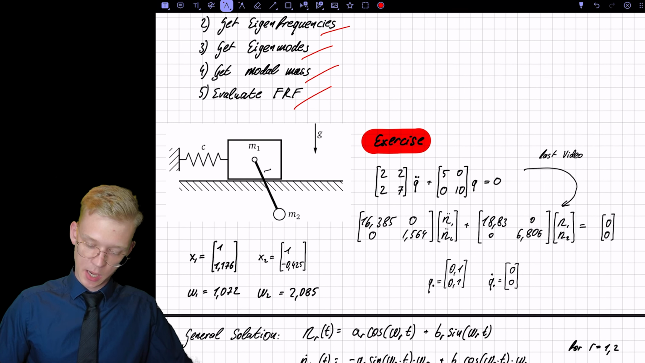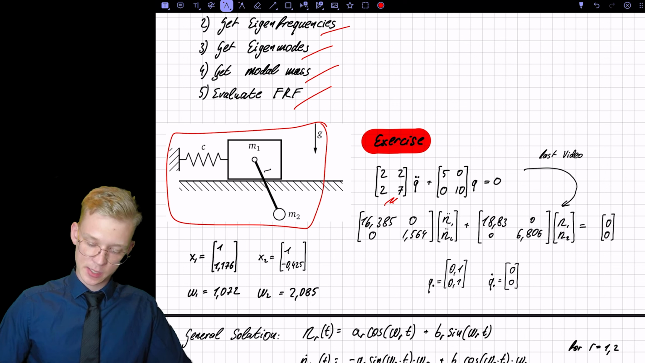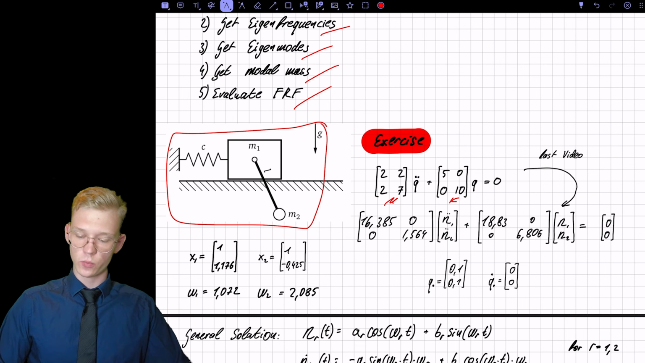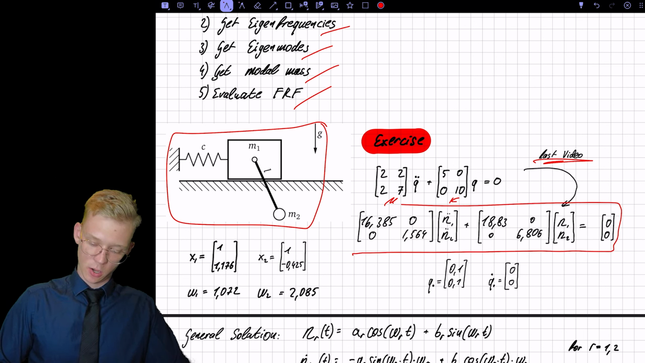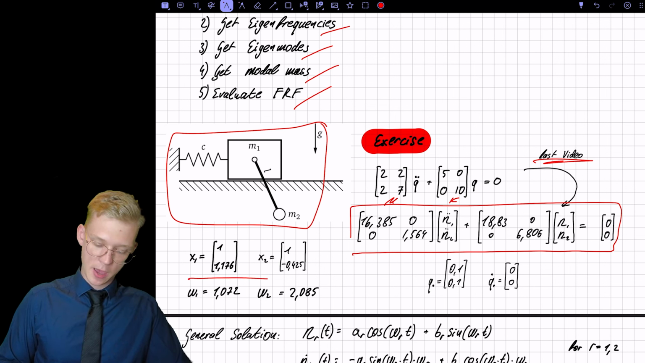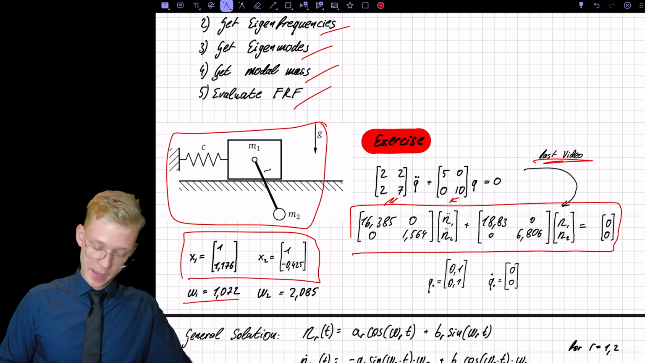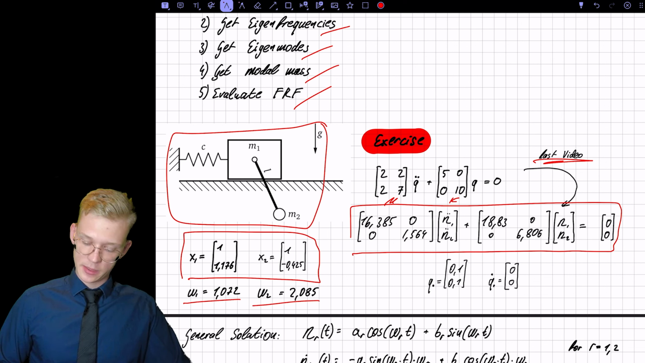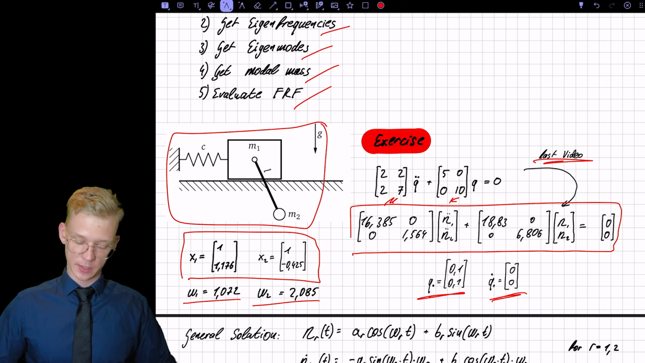So this was our system that we had. Let's look at the system again. And this is the M and K matrix, and we did that all in the last video. This is our decoupled set of equations. Here we have our eigenmodes and our eigenfrequencies. These are our initial conditions that we will now use to get our etas.